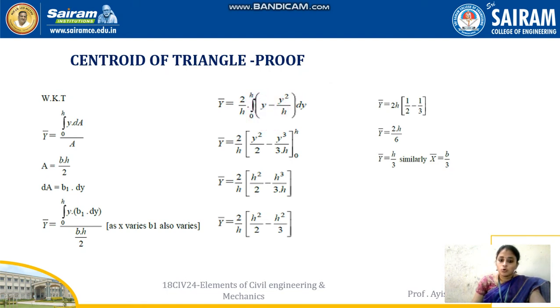Okay, so after substituting it, take 2 by h outside, and if you integrate this particular part, y will become y square by 2 and y square will become y cube by 3. Substitute the limit h inside. So finally, after this subtraction, you will get 2h by 6. Cancel the 2 and 6, it becomes 1 by 3. So y bar is equal to h by 3. Similarly, if you calculate for x bar, it is b by 3.